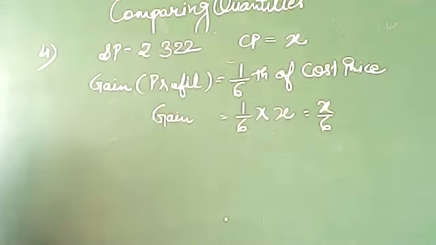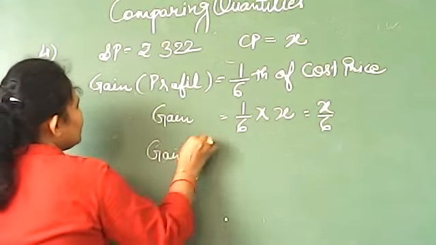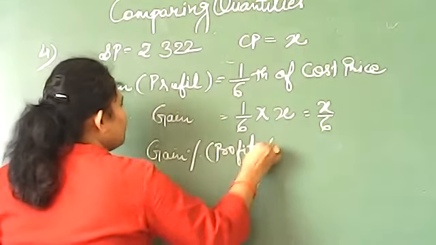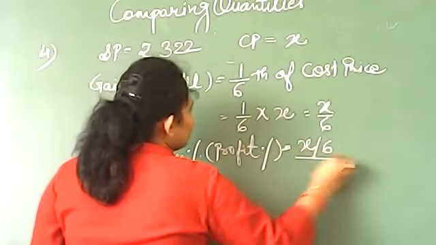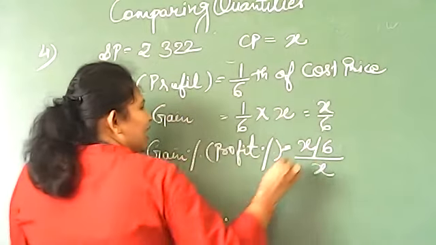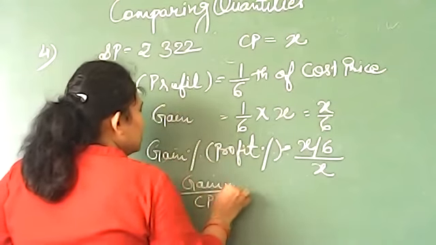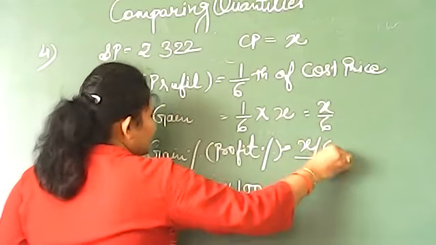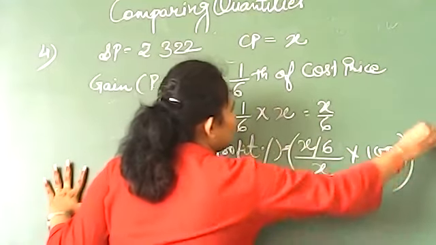Now you want gain percent in the question. So how do we find gain percent? Gain percent means profit percent. So the formula for it is gain upon CP into 100. Gain is how much? x by 6. CP is how much? x. So putting this value: gain means x by 6, CP means x, into 100 and the sign of percentage.